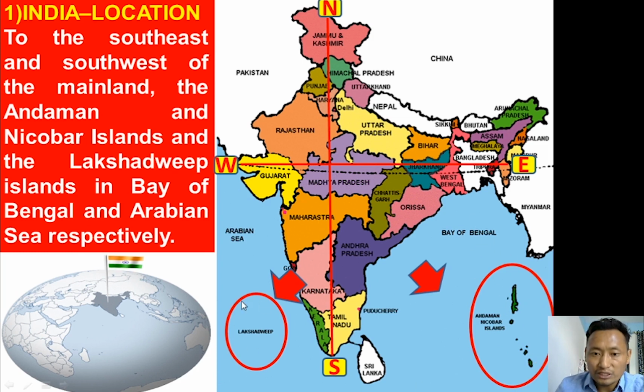Again, Lakshadweep is a group of islands. Here we have many islands, more than 30 islands. It is located in the Arabian Sea. So this is the India location again.